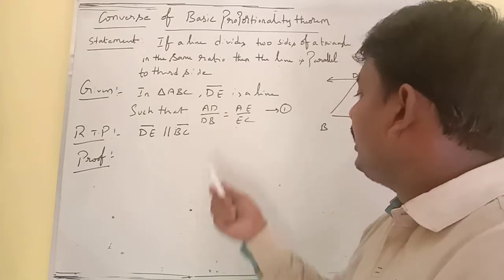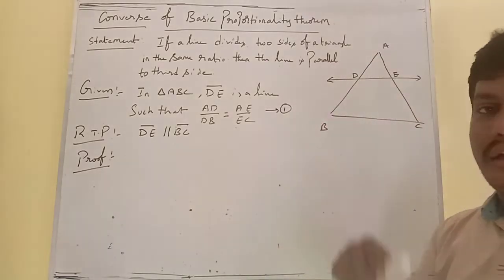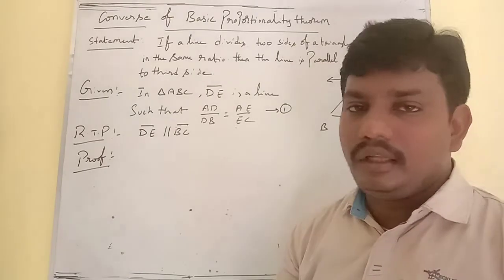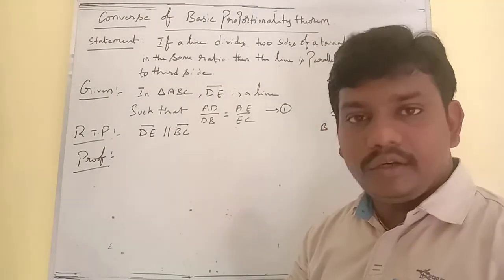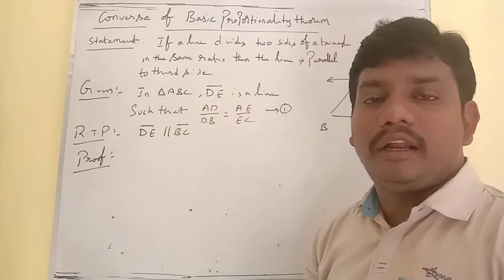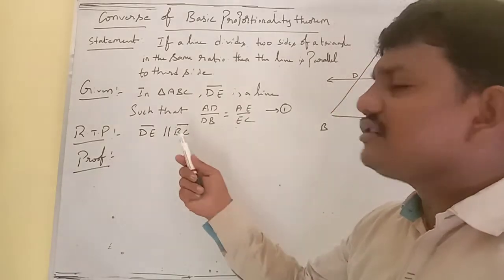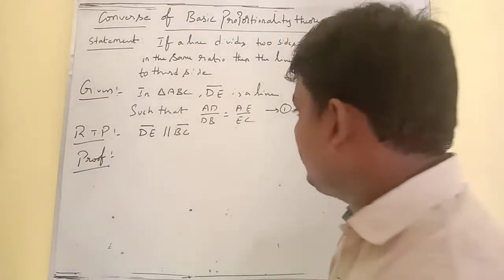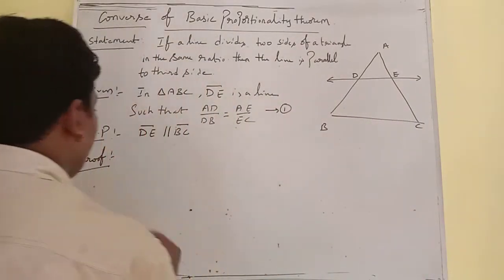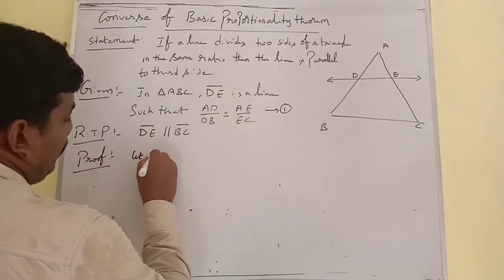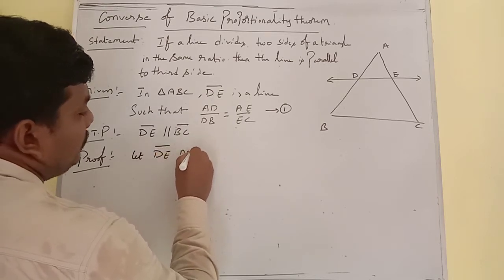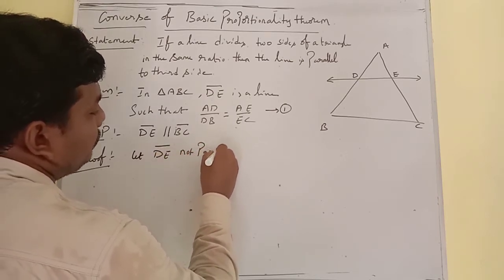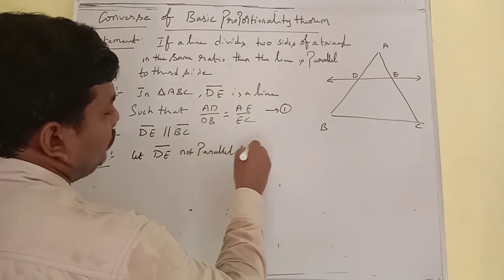So here also we are using the indirect method. What we have to prove is DE is parallel to BC. Now the negative of the required statement is taken as true. That means DE is not parallel to BC. Let me consider, let DE be not parallel to BC.